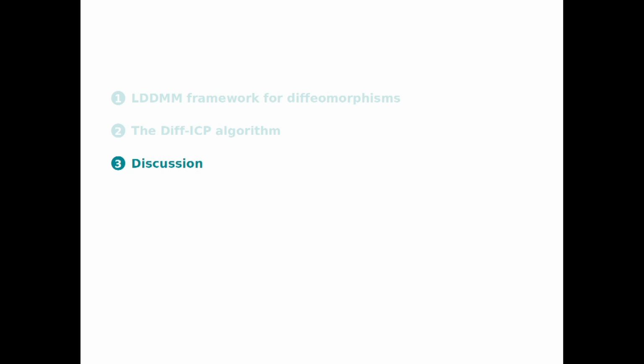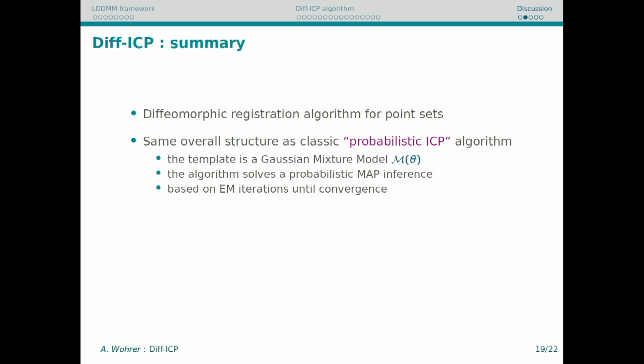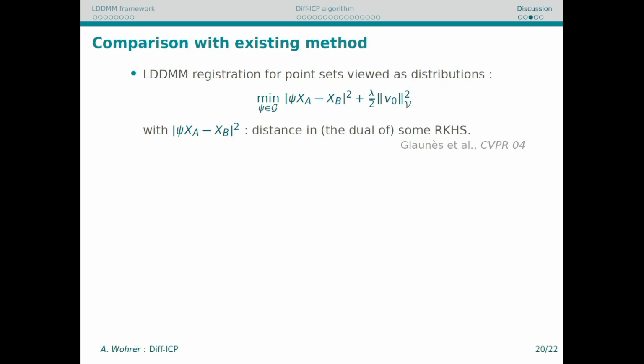Okay, so a rapid discussion and summary of what I did. It's a diffeomorphic registration algorithm for point sets. It has the same overall structure as the classic probabilistic ICP algorithm, except the registrations are diffeomorphic and in the LDDMM framework. And you can extend this to group-wise point set registration, to build atlases of point sets, say, across patients. There's an existing method to do that, which is actually 20 years old, which, when you view point sets as distributions, is a particular case of currents. It's that paper by Glaunès et al.